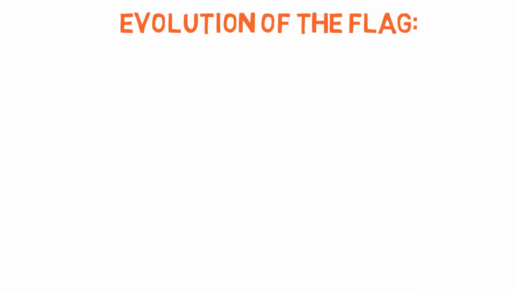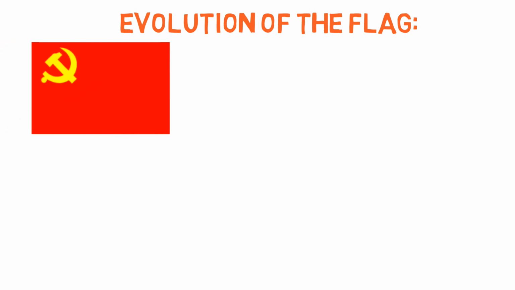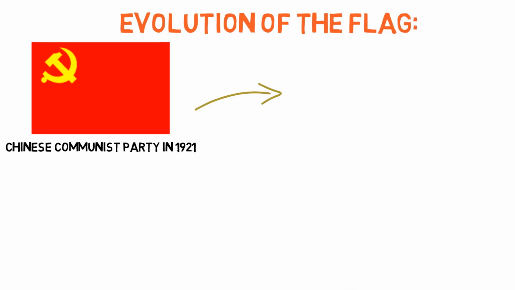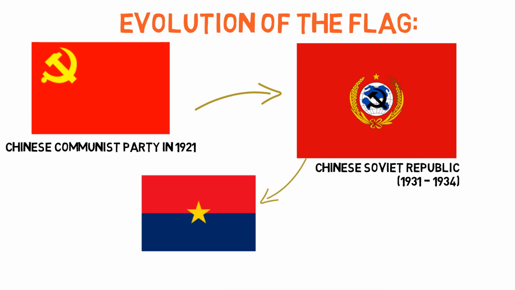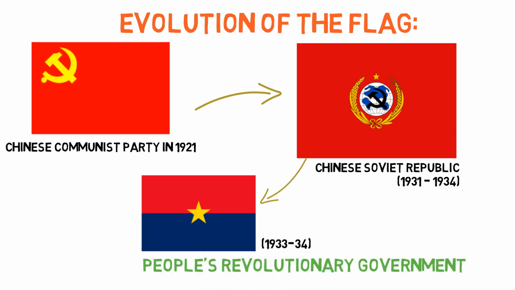However, the flag didn't always look like this. There were a few changes in the flag of the People's Republic throughout its time. First, the flag of the Chinese Communist Party in 1921, the communist hammer and sickle representing also the farmers and industrial workers. In 1931 until 34, they adopted the flag of the Chinese Soviet Republic, very similar to the first flag of the Soviet Union. In 33 to 34, the flag of the People's Revolutionary Government of the Republic of China was also in use, a red and blue flag with a yellow star in its center.